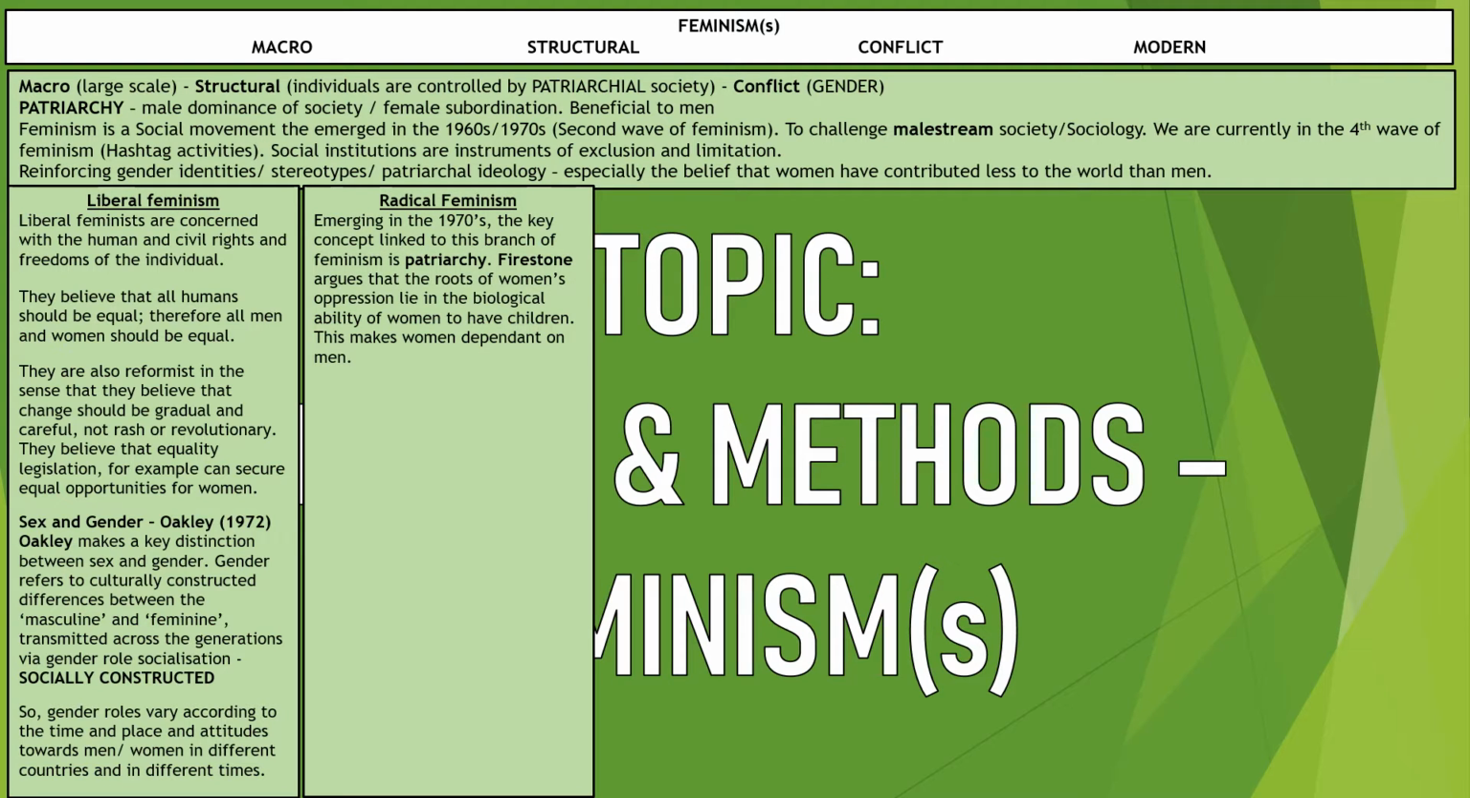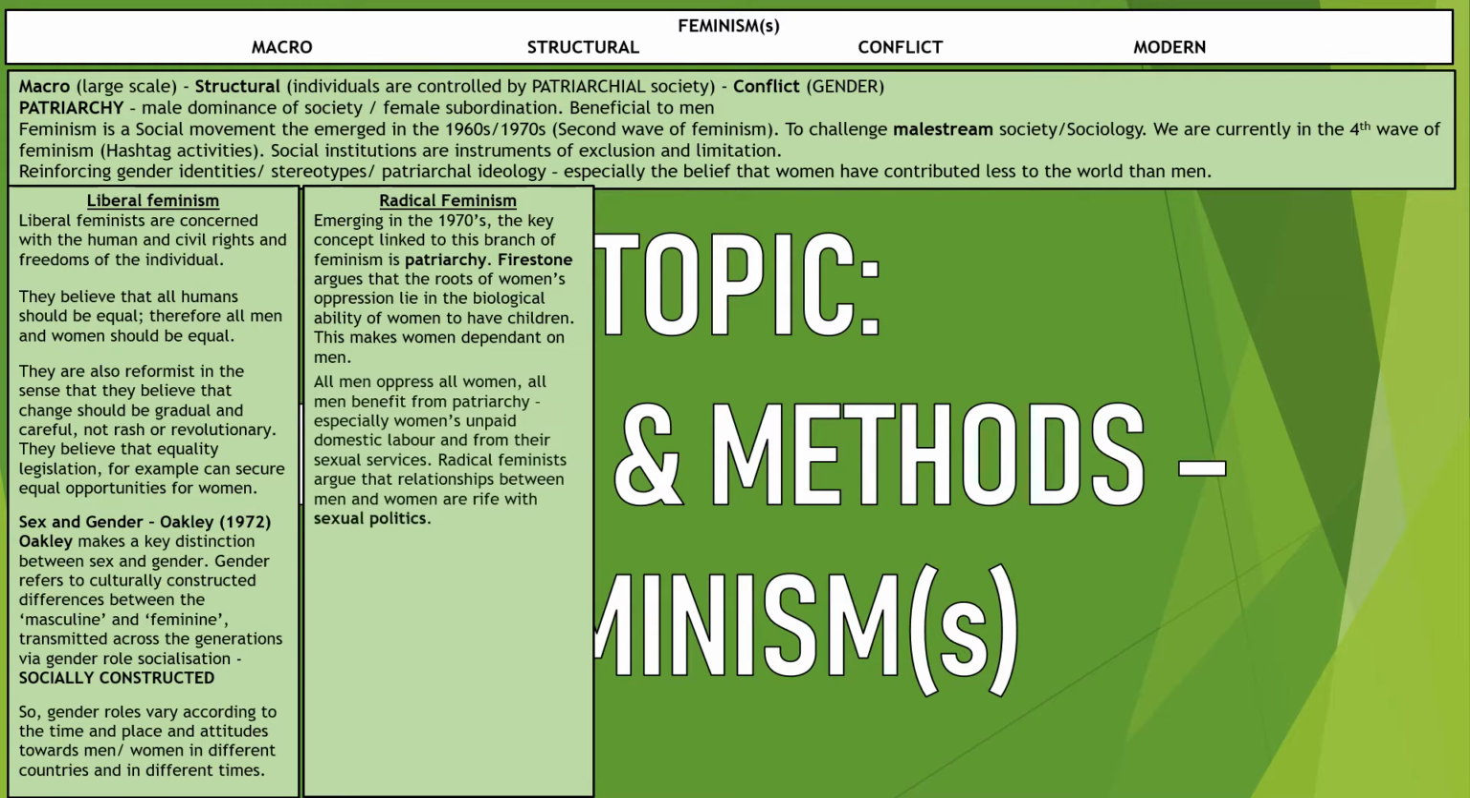Radical feminisms are the kind of slightly stricter, stronger branch of feminism, as the name suggests, the more radical, more extreme. And obviously, again, Firestone looks at the roots of women's oppression lying in biology and their role of having children, and therefore women become dependent on men because of childbirth and raising families. Radical feminists believe that all men oppress all women and all men benefit from patriarchy, especially women's unpaid domestic labour and their sexual services. Radical feminists argue that relationships between men and women are rife with political and sexual politics.